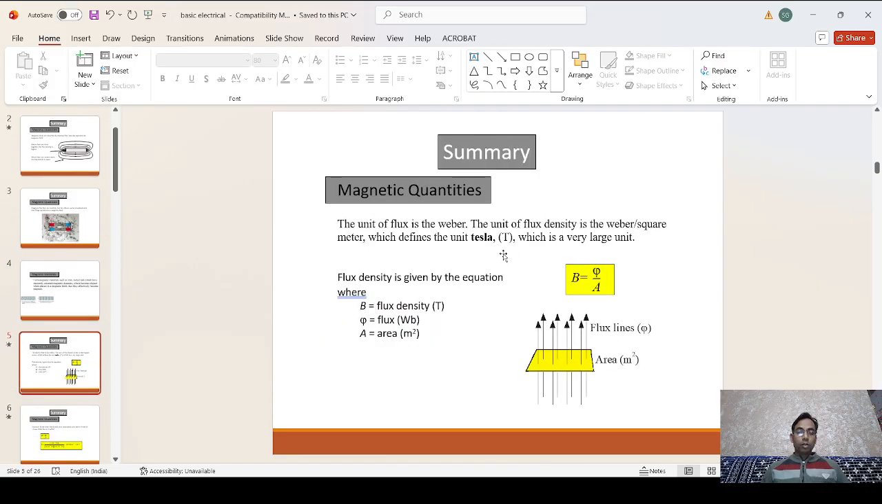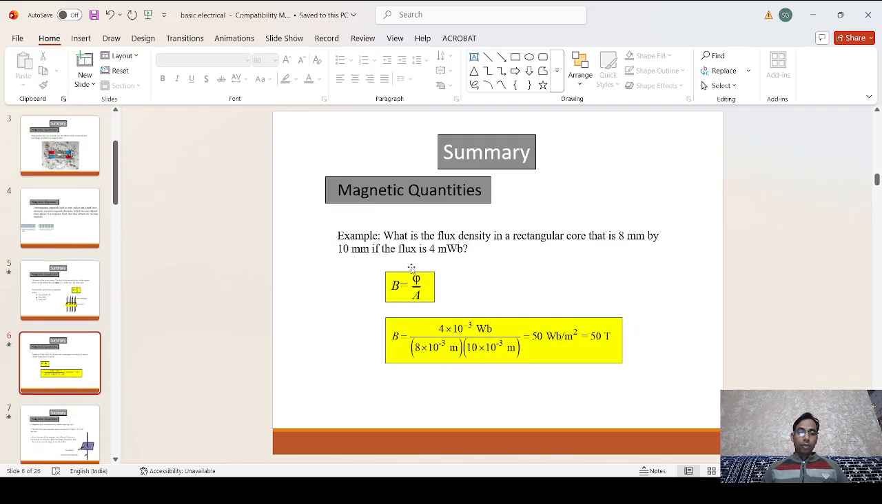Okay, so first is the definition of flux density. The unit of flux is Weber and the unit of flux density is Weber per square meter, which is Tesla. So we obtain this relation B equal to phi upon A. Flux density is given by the equation B equals phi over A. So this is the number of flux lines passing through a unit area of cross section, and that is the flux density denoted by B.